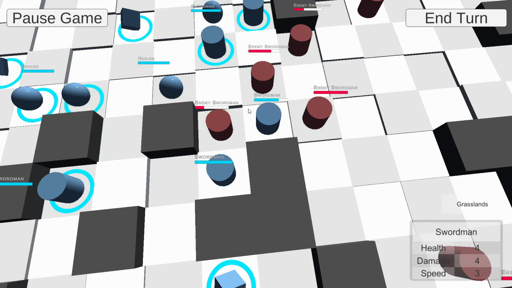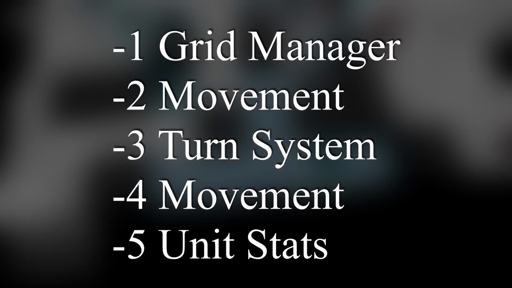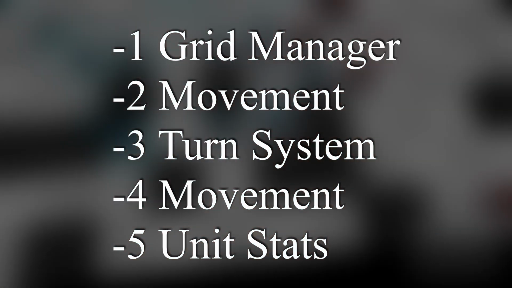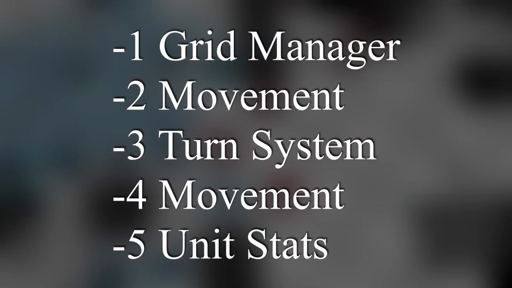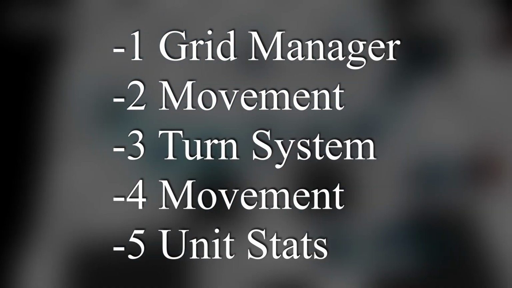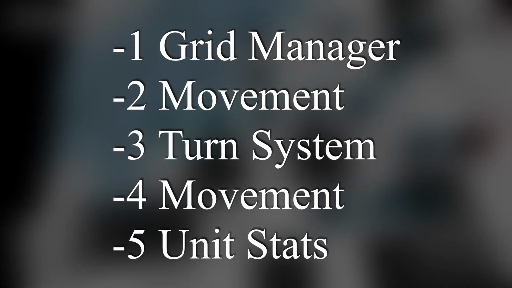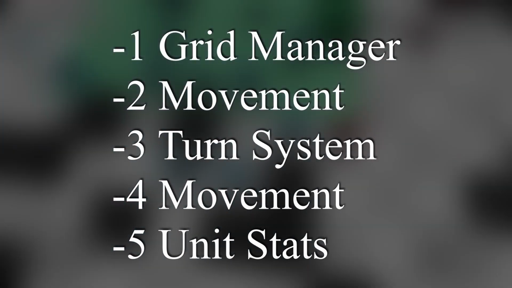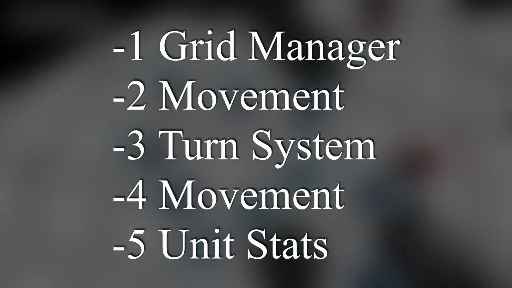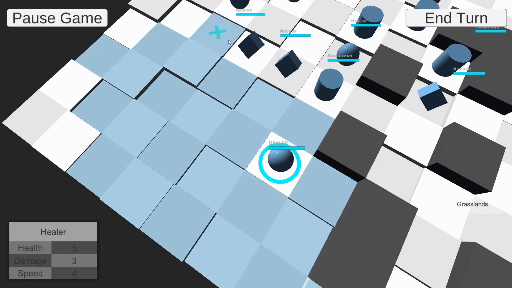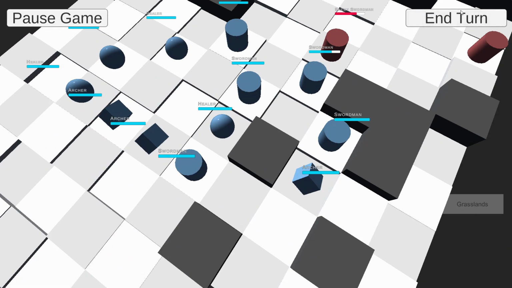Now, without further ado, these are the 5 essential components. Number 1, the grid. Number 2, how to move units around and let them attack. Number 3, the turn system and the game manager. Number 4, how the enemy AI works. And number 5, scriptable units to load different units' data, both heroes and enemies.